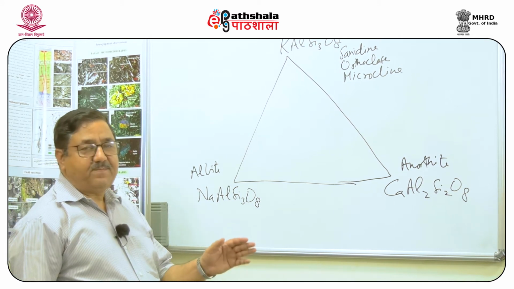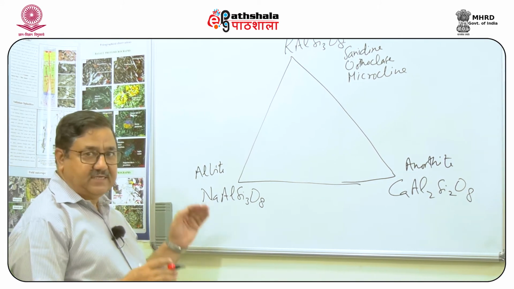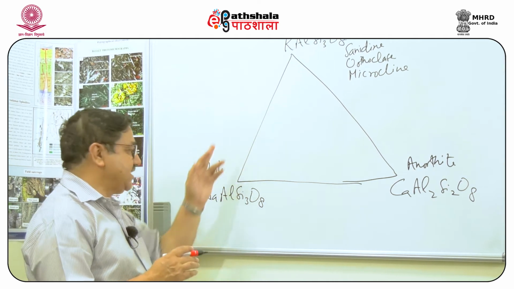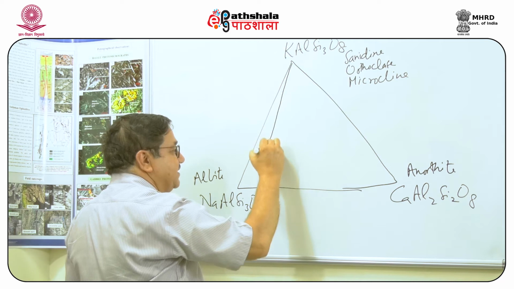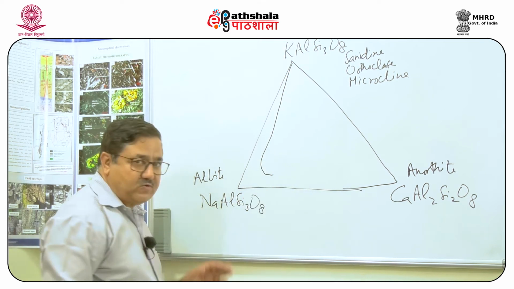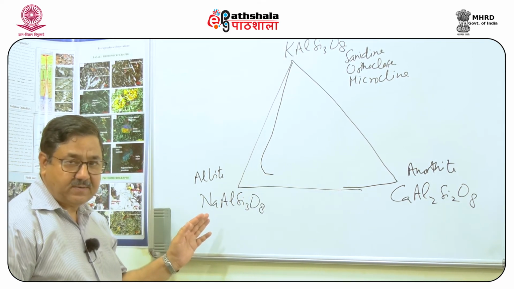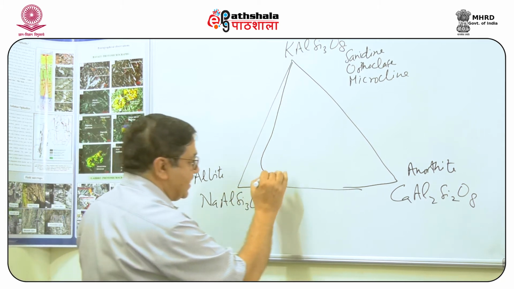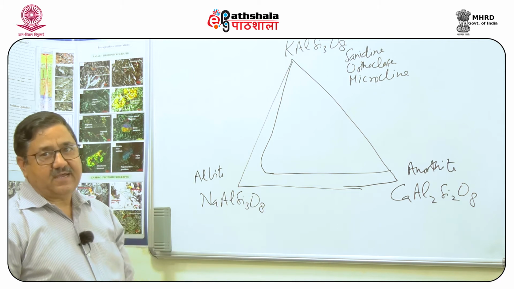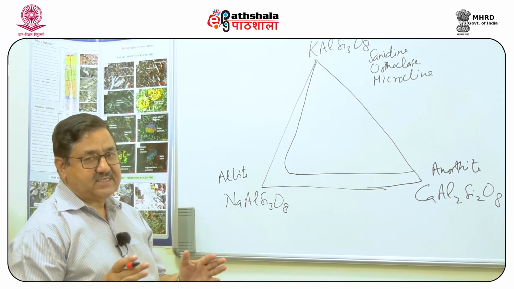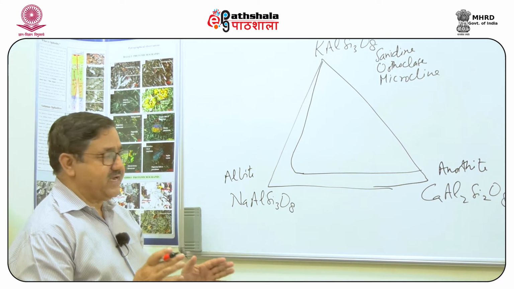There is complete solid solution, that is exchange of potassium and sodium, in this fashion, and also there is a complete solid solution between sodium and calcium in this fashion. Within this triangle, the cations exchange can produce different types of feldspar.